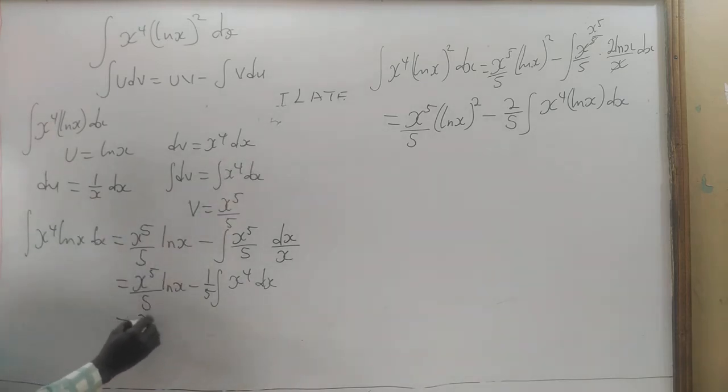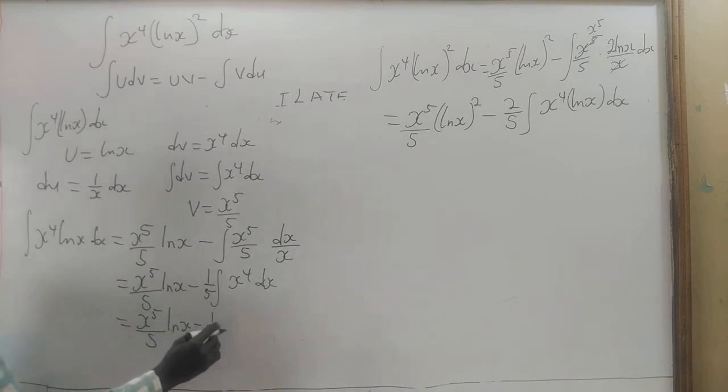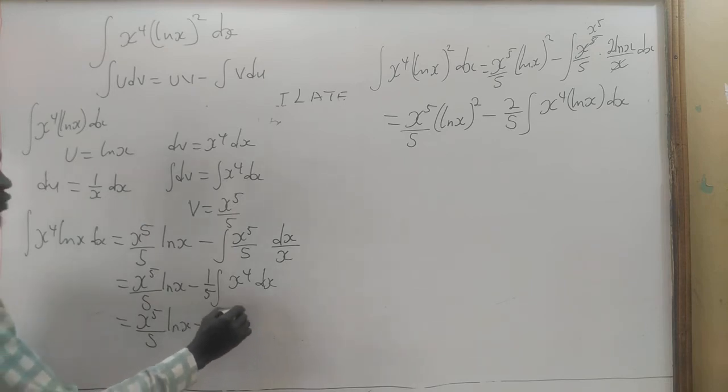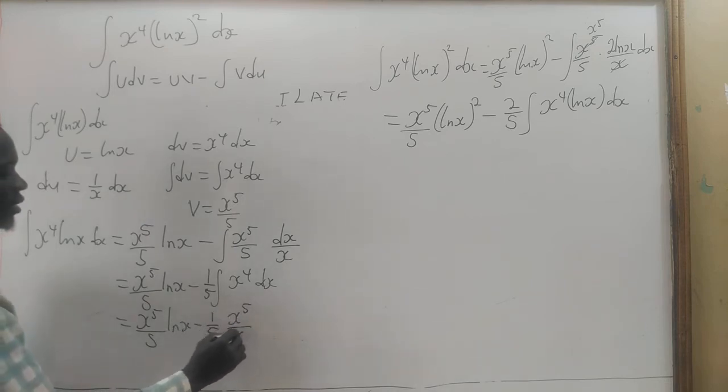So here we have x to the power 5 divided by 5 times natural log of x minus 1 divided by 5 times x to the power 5 divided by 5.